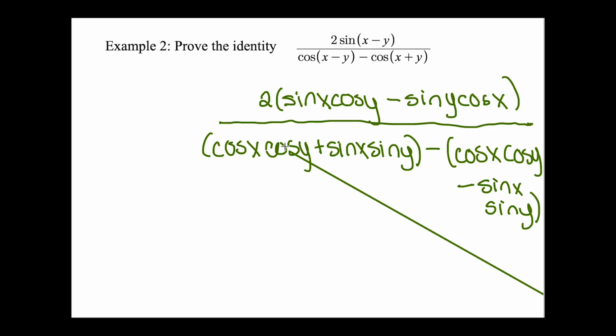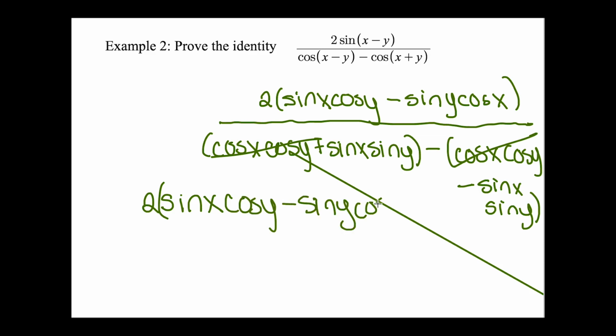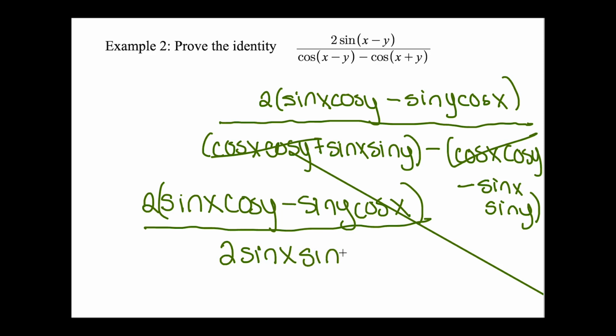Okay, so cosine x cosine y minus cosine x cosine y, these two terms are going to cancel out. I'm not going to distribute this 2 yet because, as you'll see, I have sine x sine y minus negative sine x sine y. So in the denominator, I actually have 2 sine x sine y. And these 2's are going to cancel out.